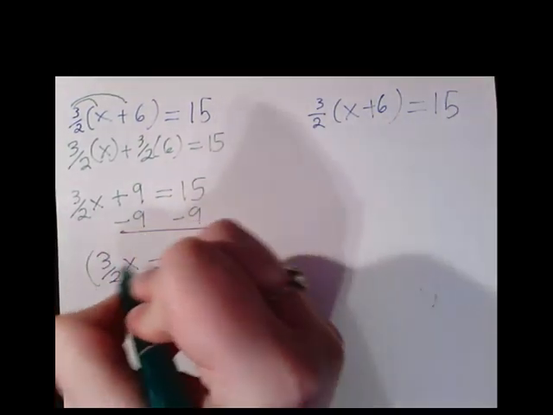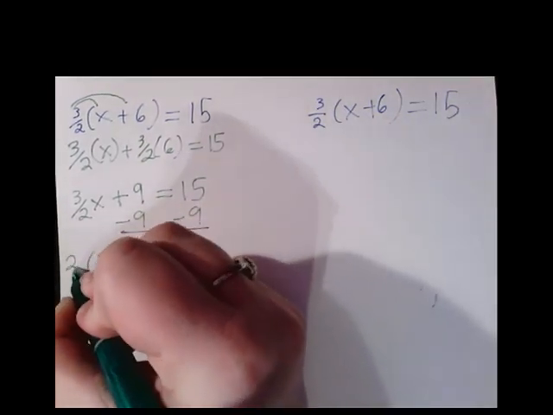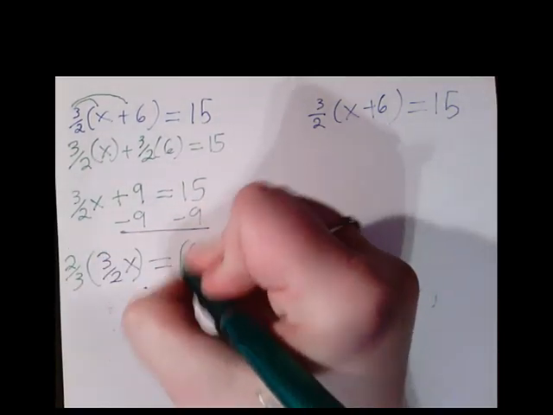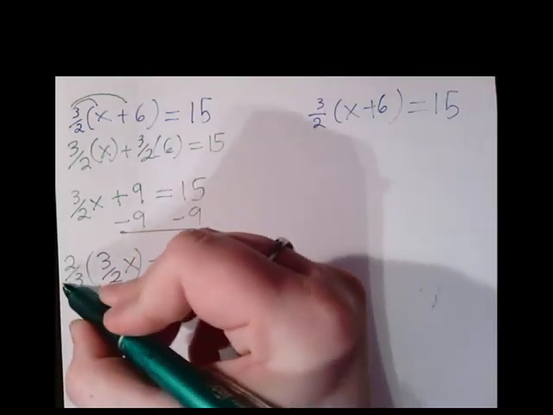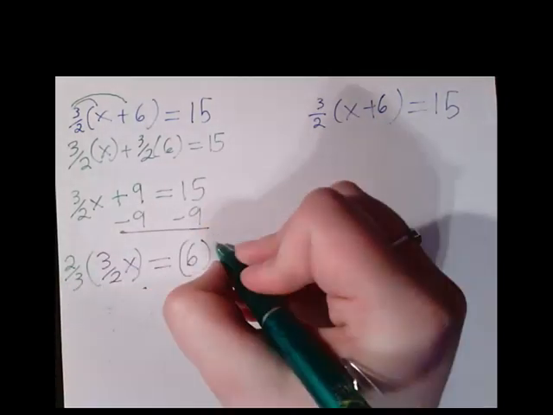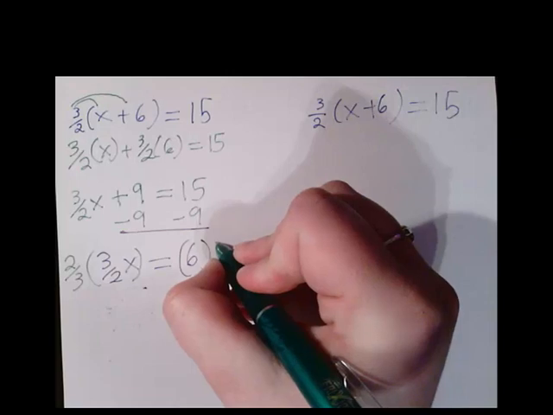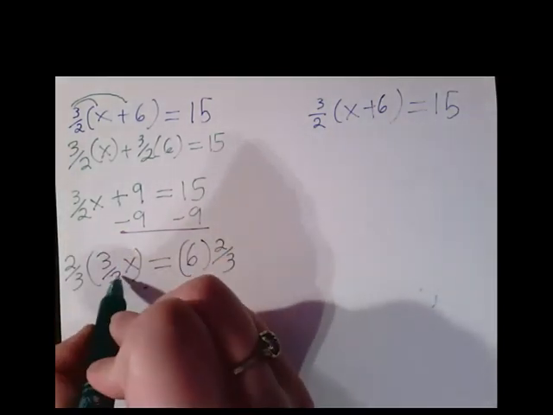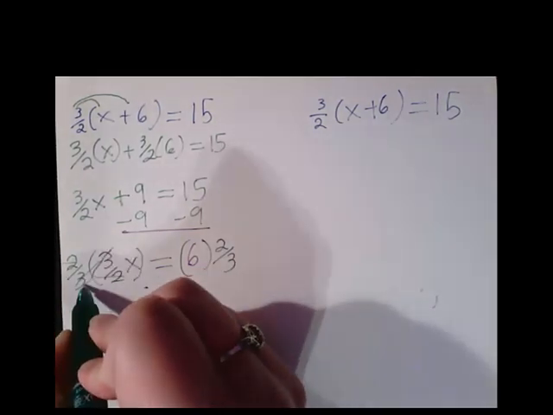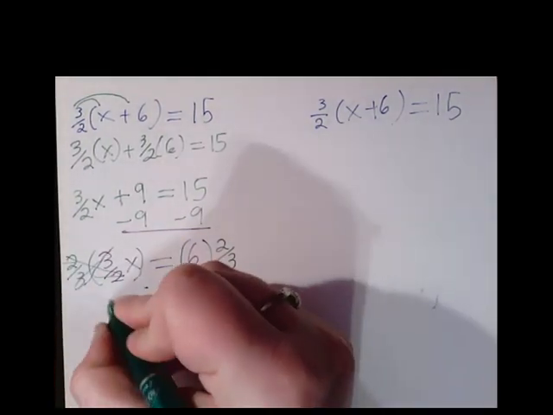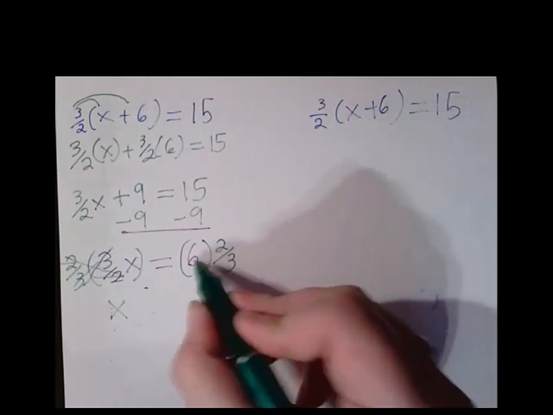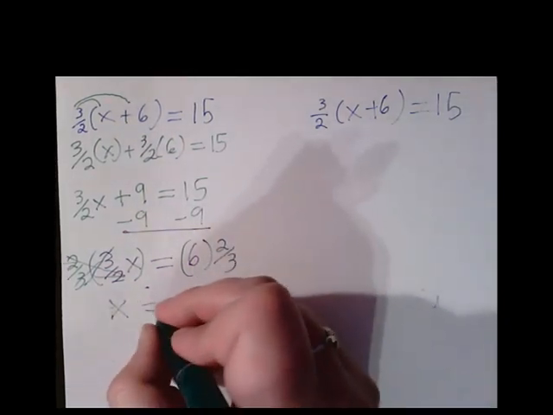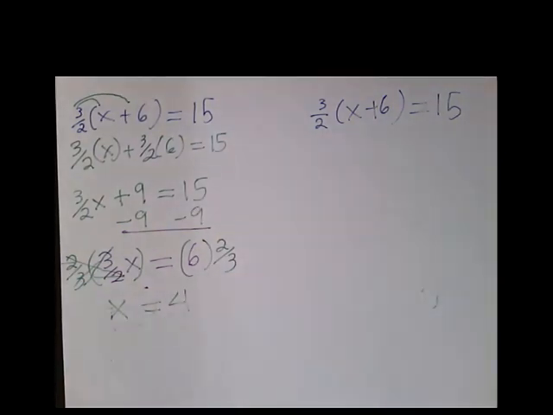So I'm going to take both sides and multiply by the reciprocal. When I multiply the reciprocal to itself, it gives me 1. So that cancels out. And I'm left with x on this side. 6 times 2 is 12. Divided by 3 is 4.